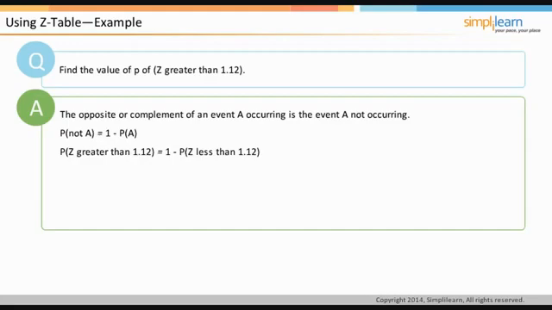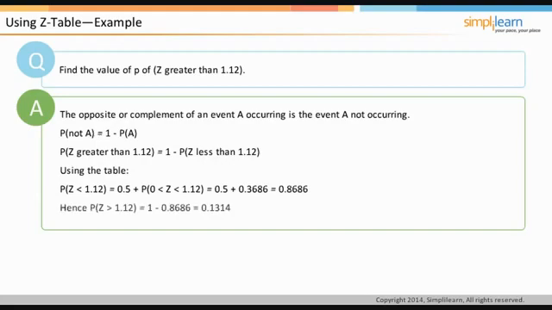Using the table, P of z less than 1.12 equals 0.5 plus P of 0 less than z less than 1.12, which equals 0.5 plus 0.3686, which is 0.8686. Hence, the answer is P of z greater than 1.12 equals 1 minus 0.8686, which is 0.1314. Note the answer is less than 0.5.